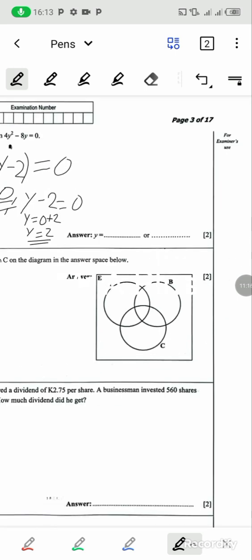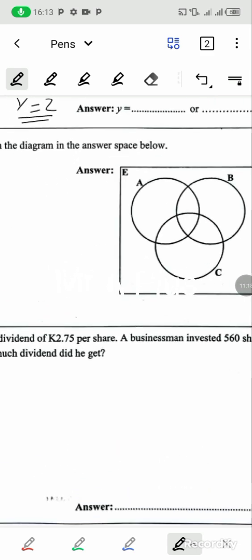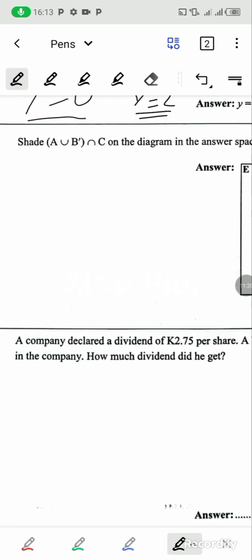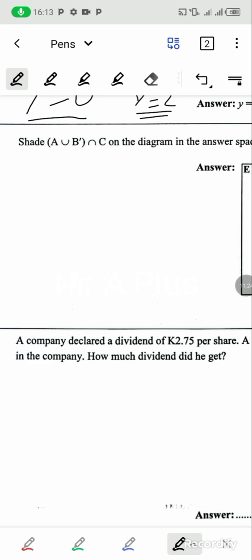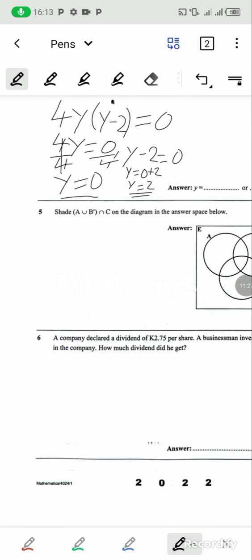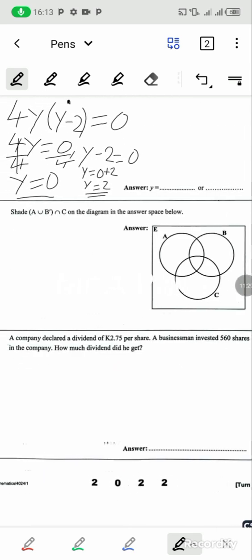Then we go to question number 5. Question number 5, we are given this under sets. Shade A union B complement intersection C on the diagram in the answer space below.